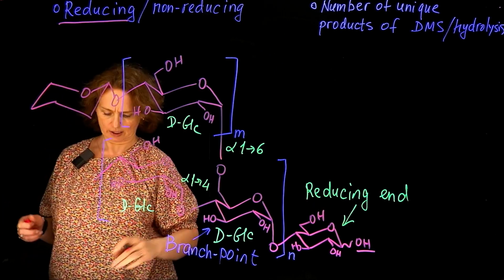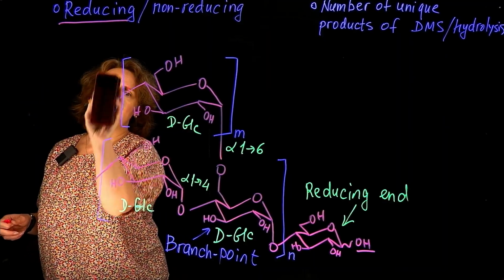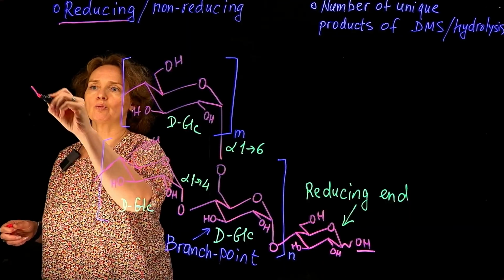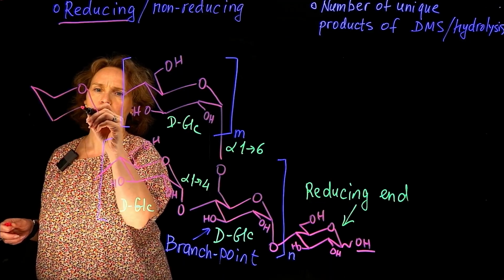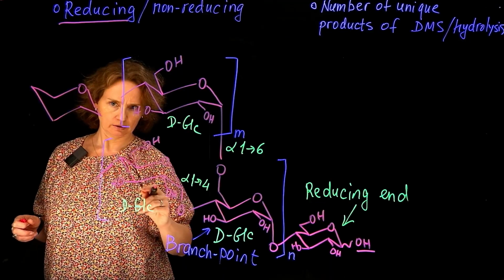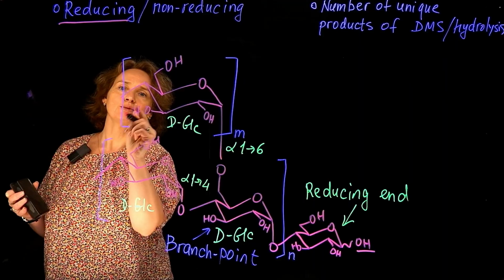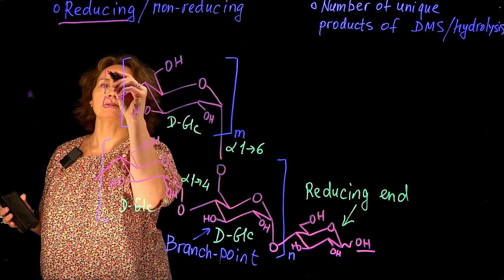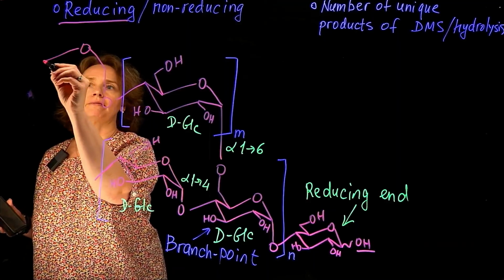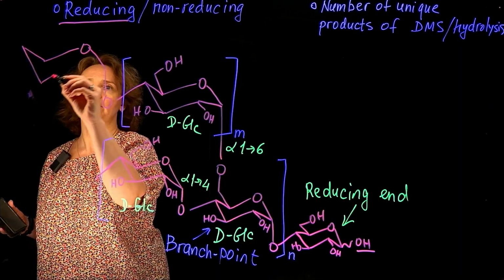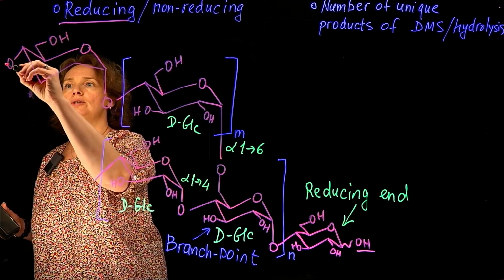Oh, wait a second. I drew it not in a good way. Let me erase and draw it the same way as I drew the previous structures. Sorry, I need to make sure that I have my alpha right here. So I need to draw it above, right here. Okay, so this is my non-reducing end.